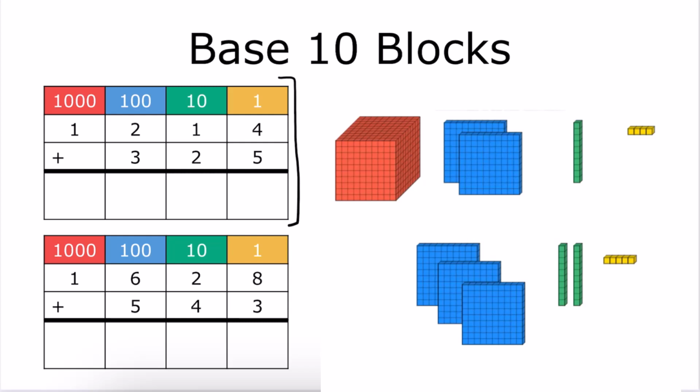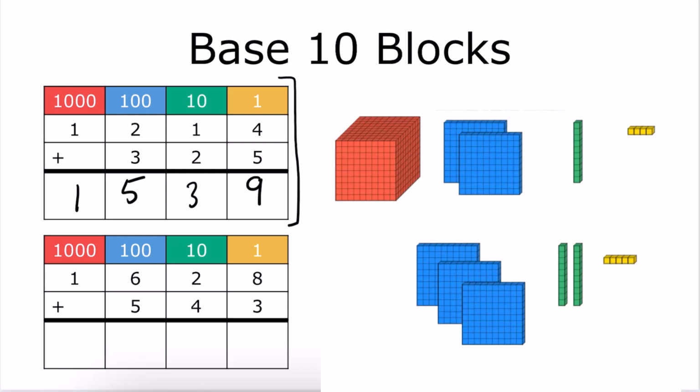We say, okay, if I combine these 4 ones with these 5 ones, then all together I'll have 9 ones. And so we'll put a 9 in the ones column. Then if I have 1 ten and 2 tens added together, that's going to be 3 tens. If I have 2 hundreds and 3 hundreds added together, that will be 5 hundreds. And 1,000 plus nothing is just going to be 1,000.